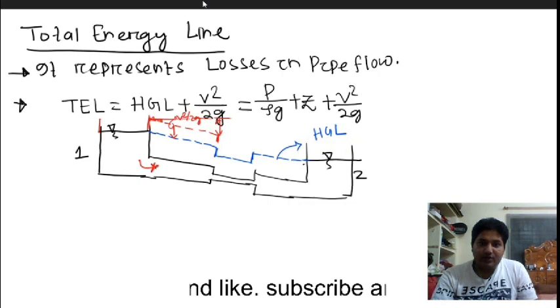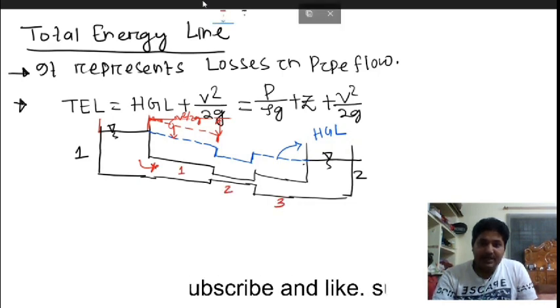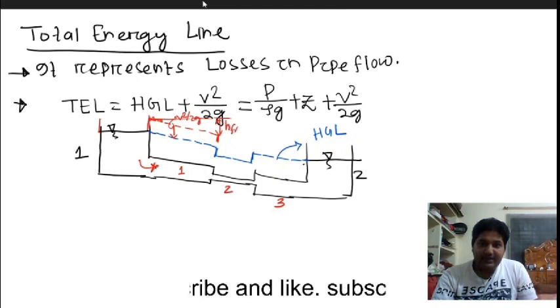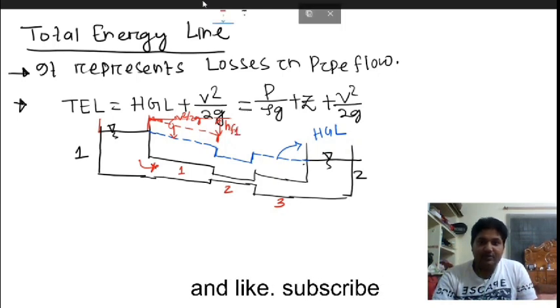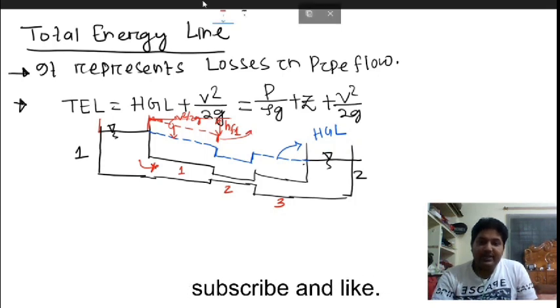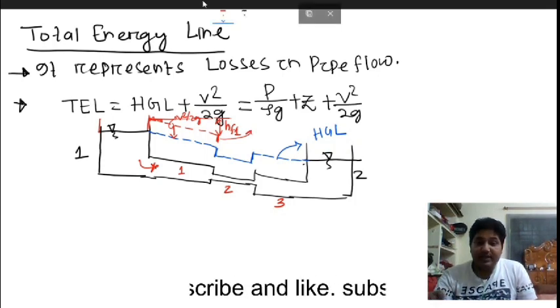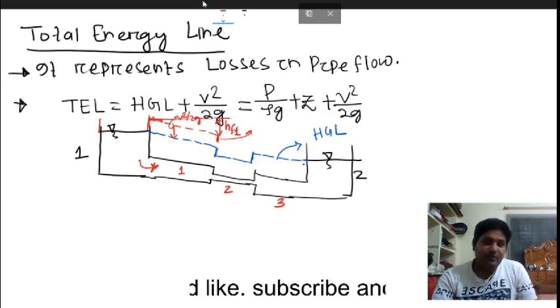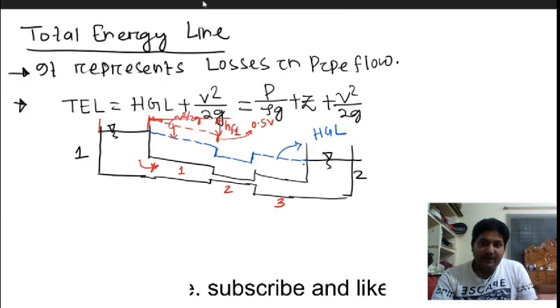Because this loss is due to the frictional loss. Suppose this is pipe number 1, this is pipe number 2, and this is pipe number 3. So this is the head loss due to friction in pipe number 1. Now this loss is due to what? This loss is the entrance loss. This loss is the sudden contraction loss. The sudden contraction loss is how much? This will equal 0.5 V2 square by 2g.